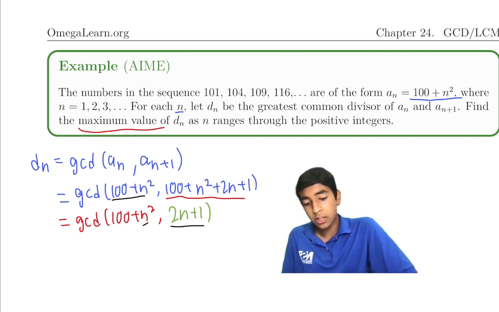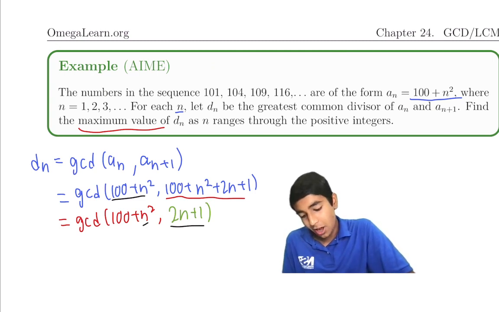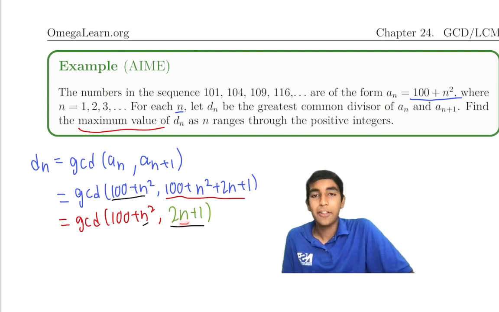So there's actually two ways to proceed from here. One is you could do casework, and this is the hard way, which I'm not going to show. You could do casework based on whether n was even or odd, and then subtract multiples accordingly, because n by 2 won't always be an integer.